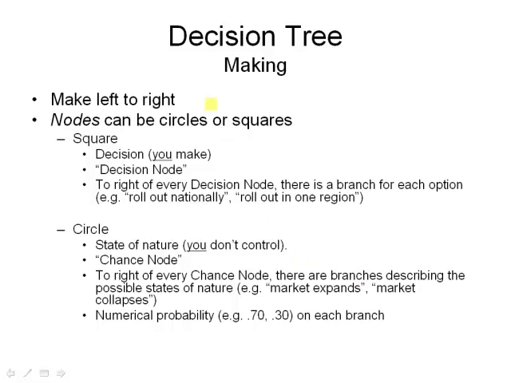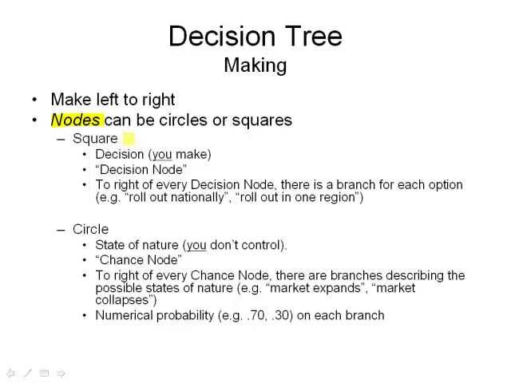So let's talk a little bit about decision trees in general, and then we'll show how to solve this problem with the decision tree. When we make a decision tree, we make the tree from left to right. We construct it from left to right. And the tree is constructed basically of nodes and branches. Nodes can be either circles or squares, and they mean two different things.